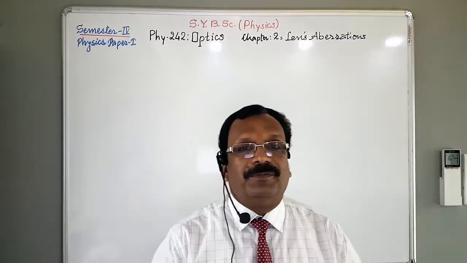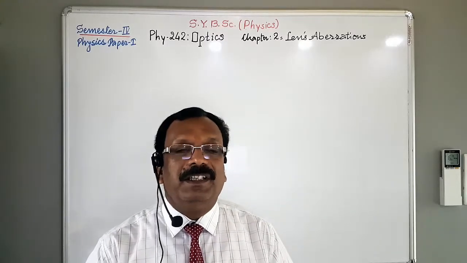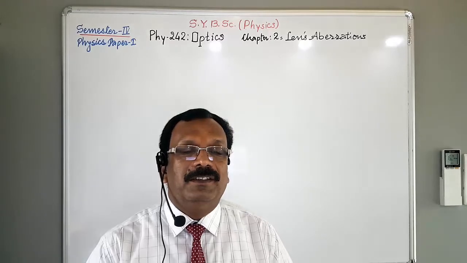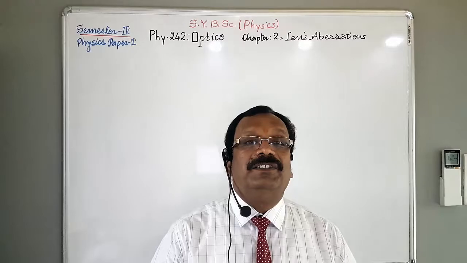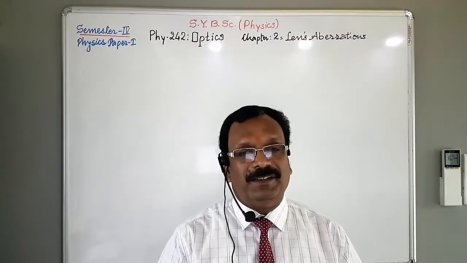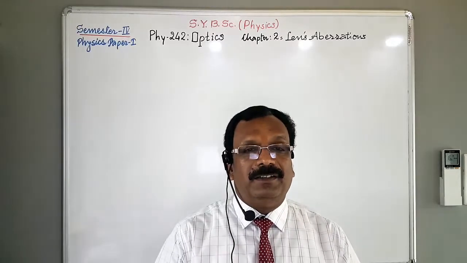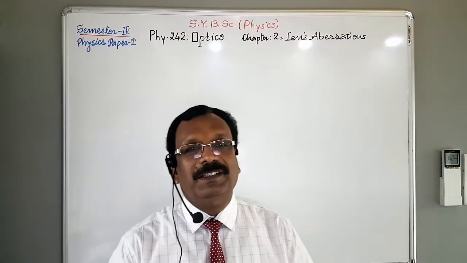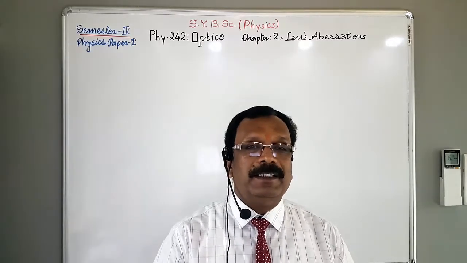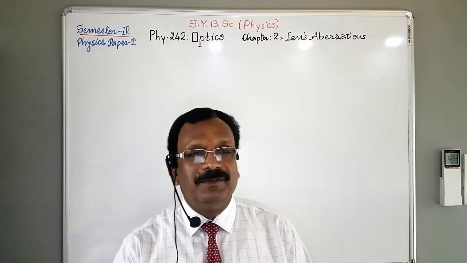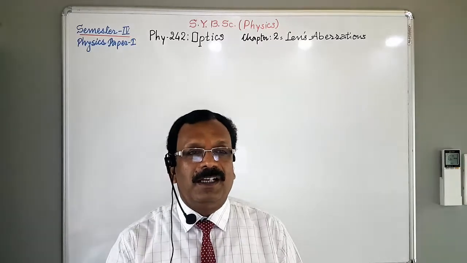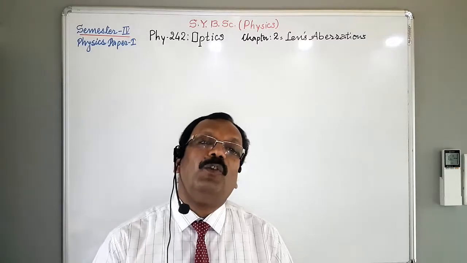In the previous lecture, we studied a number of methods for the reduction of spherical aberration. Now, in this lecture, we are going to see the second type of monochromatic aberration, that is coma or chromatic aberration.